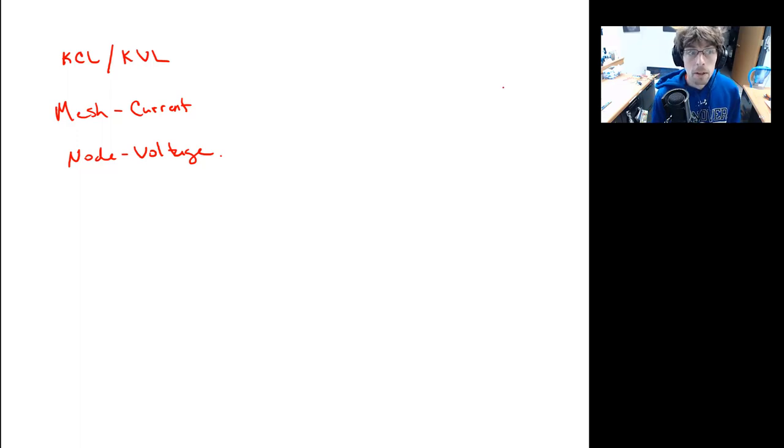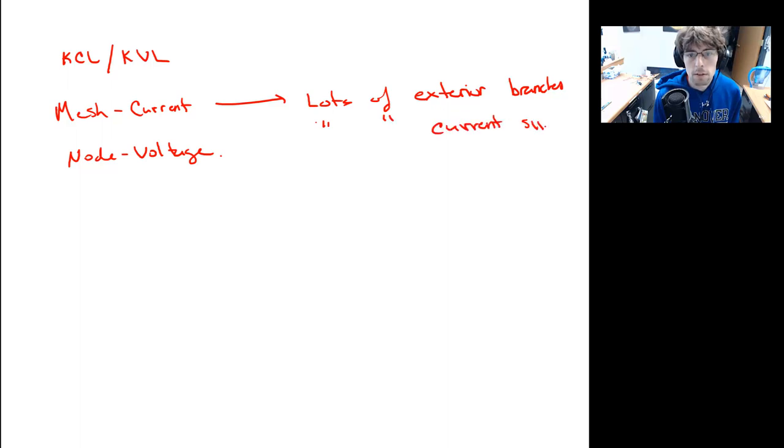For example, mesh current is really helpful if there are a lot of exterior branches. Say, lots of exterior branches. Or lots of current supplies. That would be the situations, and I'll put lots of in quotes. And those would be the situations where mesh current might be a faster approach.